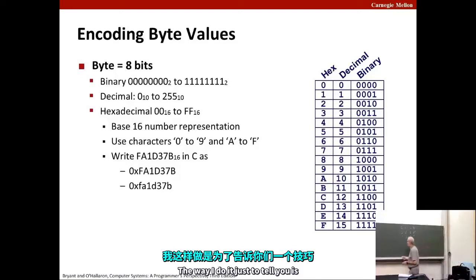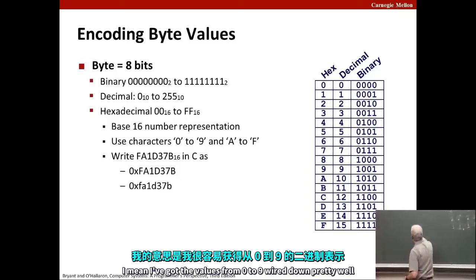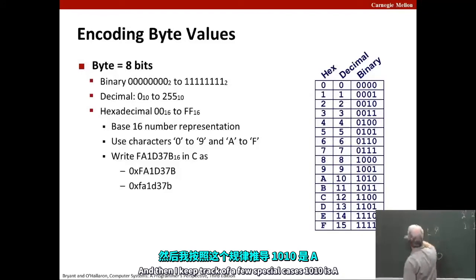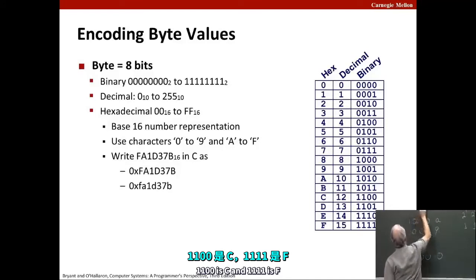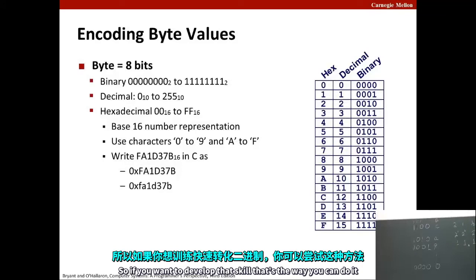The way I do it, just to tell you, is I've got the values from 0 to 9 wired down pretty well. And then I keep track of a few special cases. 1010 is A, 1100 is C, and 1111 is F. And for B, D, and E, I kind of interpolate between those. So if you want to develop that skill, that's the way you can do it.